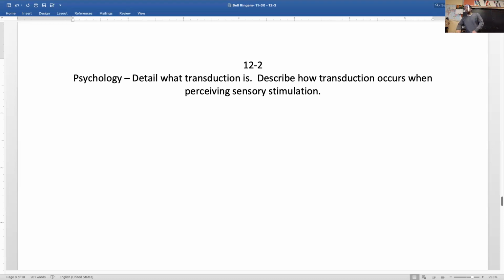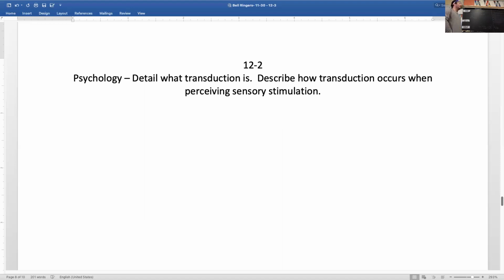All right, so what do we got here? What is transduction? Describe how transduction occurs when perceiving sensory stimulation. What do we have? Brady, what do you got for transduction? That's what comes up. Search it. The sensory process that converts. Okay, there you go.